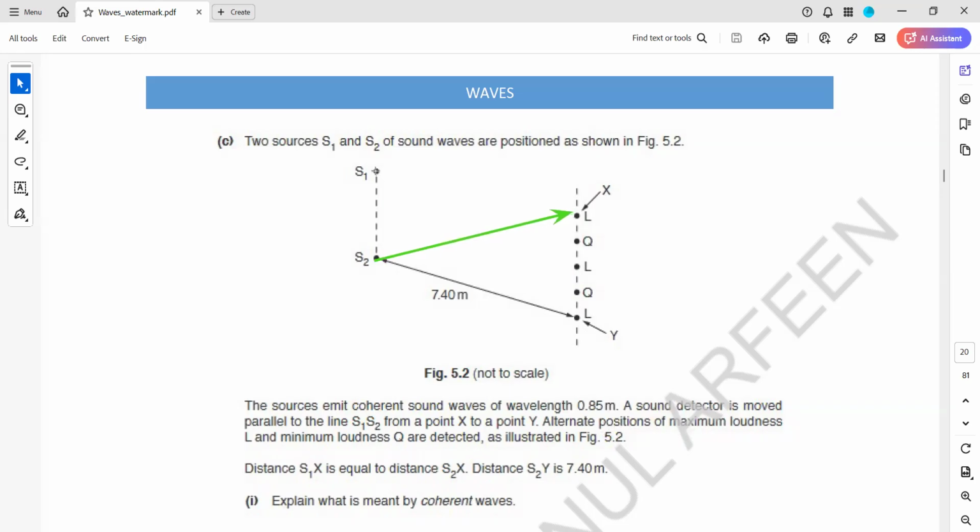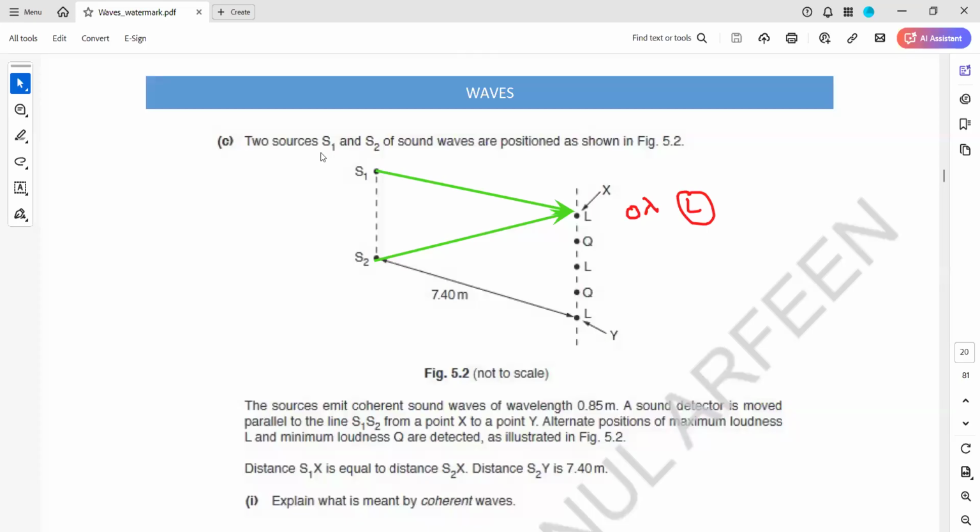When two distances are equal and the two waves are highly coherent, what will be the path difference? The path difference will be zero wavelength. When the path difference is zero wavelength, what kind of interference will we observe? We'll observe a constructive interference. In a constructive interference, two waves enhance the effect of each other. That's why we'll observe a loud sound.